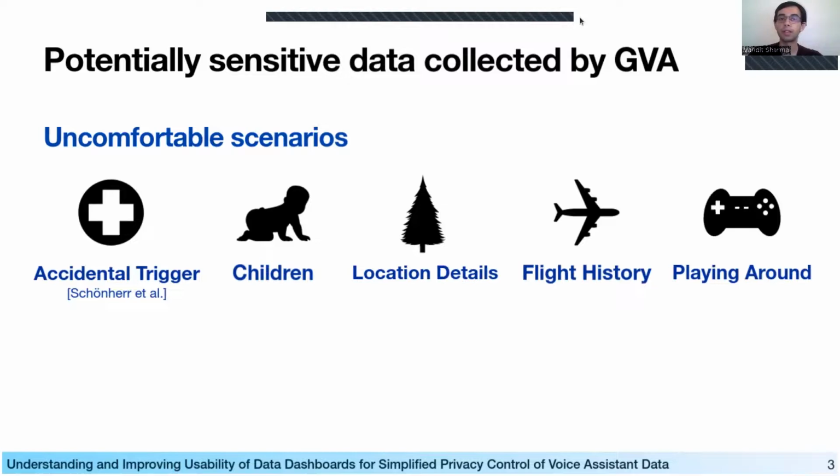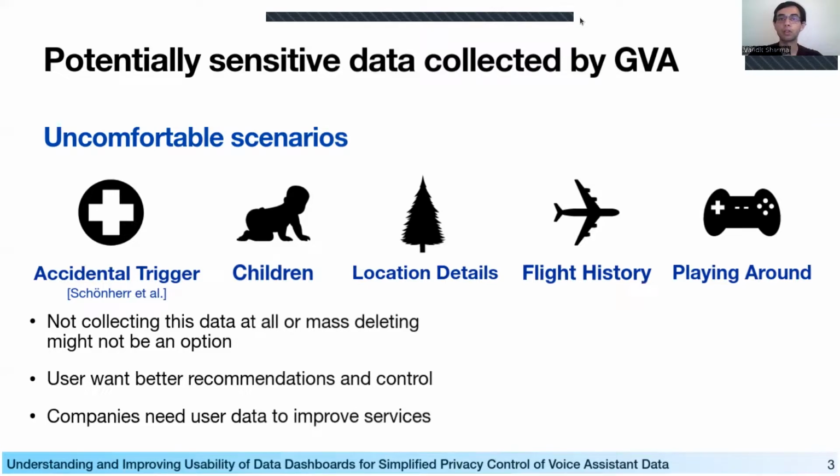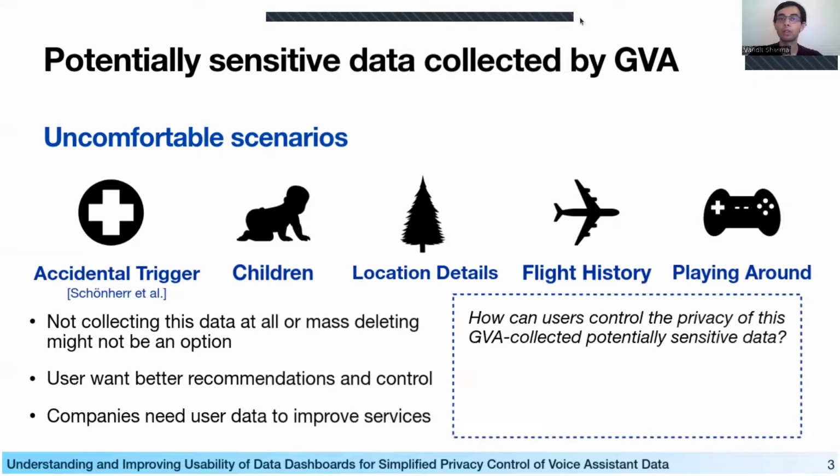These were precisely the kind of data elements we found while browsing through our personal data collected by GVA. Not collecting this data or mass deleting everything might not be an option at all, because users want better recommendations and perhaps more control over their data. Companies, on the other hand, also need user data to improve their services. So how can users control the privacy of this GVA collected potentially sensitive data? Through privacy dashboards.